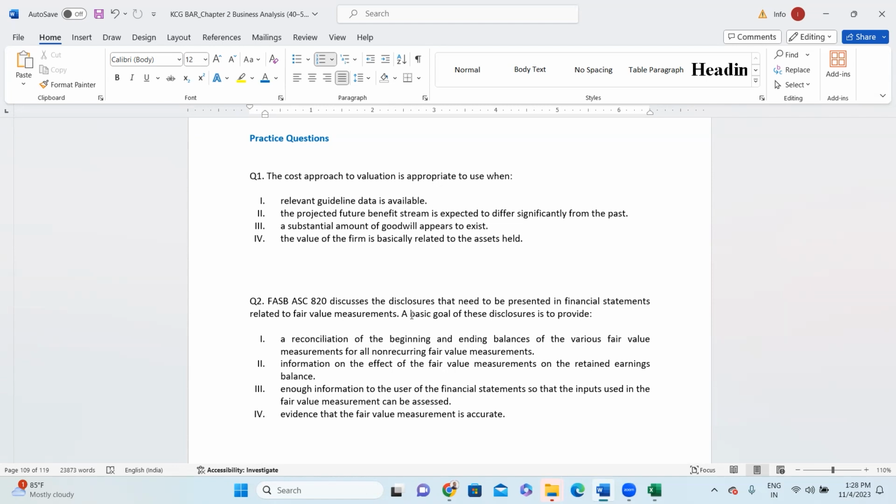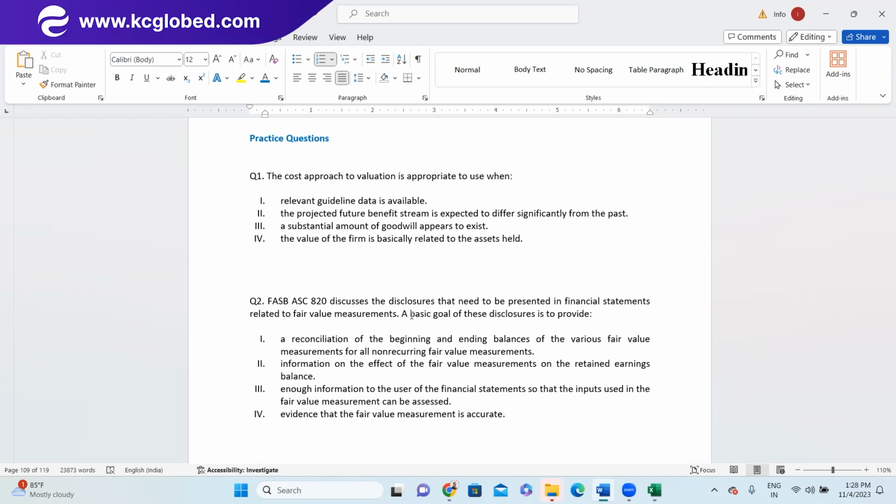Amount of goodwill appear to exist. That has nothing to do with it. The value of the firm is basically related to the assets held, right? So cost approach, you're using replacement cost, right? That will be based on the assets held. So the fourth option is correct, right?